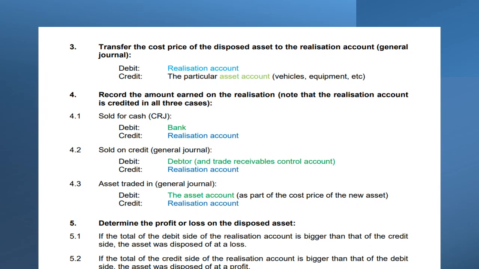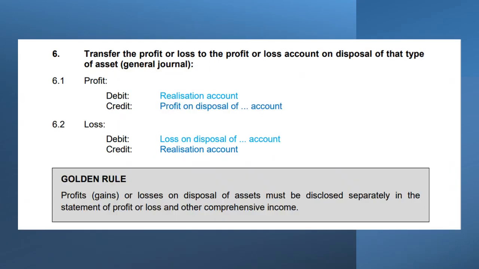How do we calculate the profit or loss on sale of an asset? We know that we need our carrying amount. We need to compare it with our proceeds. If our proceeds exceed the carrying amount, we know that we've made a profit. But if our carrying amount exceeds our proceeds, then it means we are making a loss because we sold it for less than its carrying value. Last step, number 6. They are telling you to transfer the profit or loss to the profit or loss account on disposal of that type of asset.